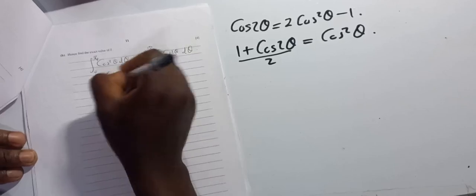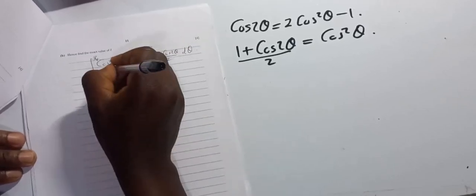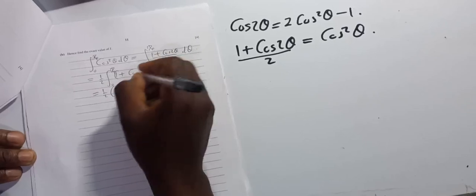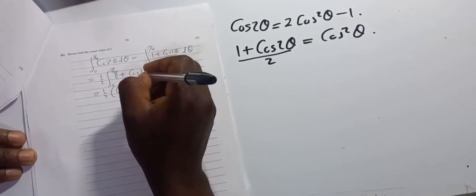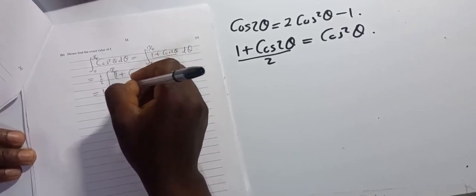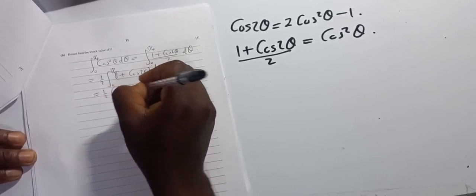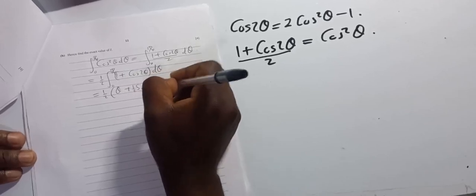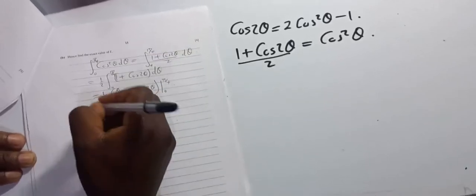We can factor out a half so that we only remain with 1 plus cos 2 theta d theta from 0 to pi over 4. So this is half of the bracket theta plus, if we integrate cos we get sine, and we divide by 2, so half sine 2 theta, from 0 to pi over 4.